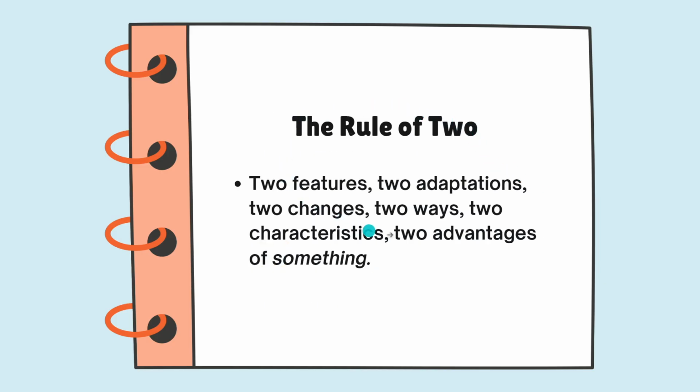But before we go on, I really want you to remember what I call the rule of 2. In this question, the lecture is going to be about 2 features of something, or maybe 2 adaptations of something, or 2 changes that occurred during a specific event, or 2 ways that something is done, 2 characteristics, or 2 advantages of something. Basically, it's about 2 things. If you keep that in mind, when you're at the test center taking the test, I think you'll have an easier time understanding the lecture and probably an easier time planning your answer.